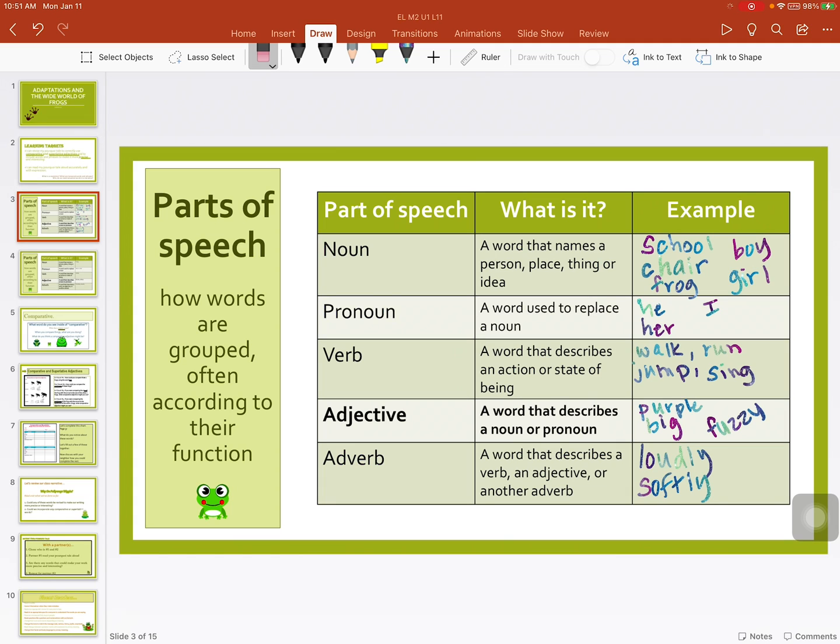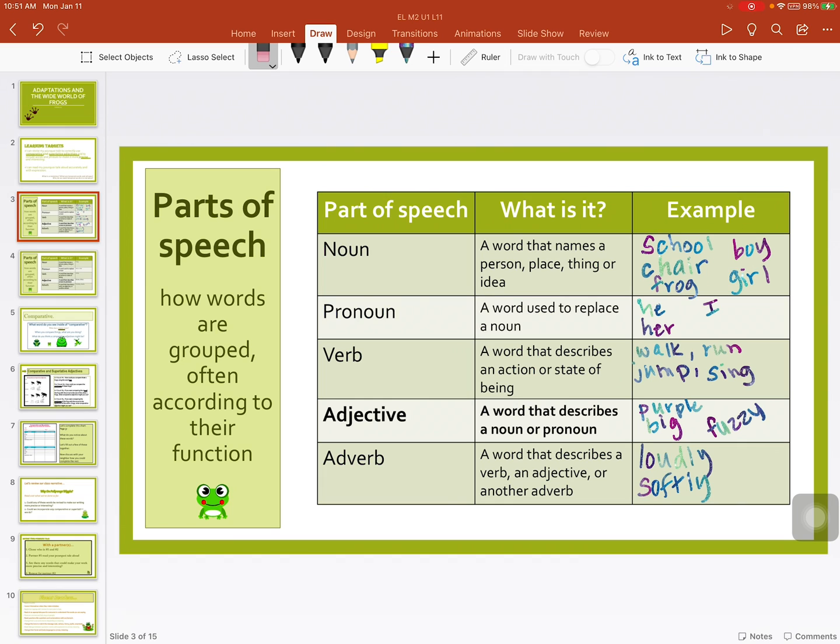Verb. A word that describes an action or state of being. So it's something you can do. So if you're unsure, think, can I do that? So can I walk? Yes, so that's a verb. Run, jump, sing. Those are all things that I can do.